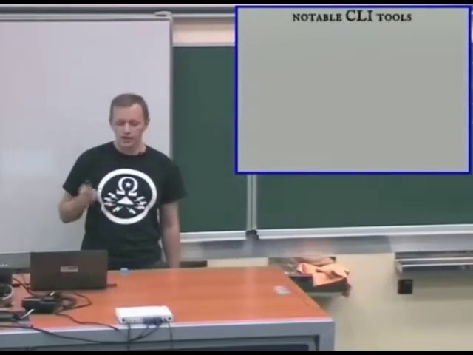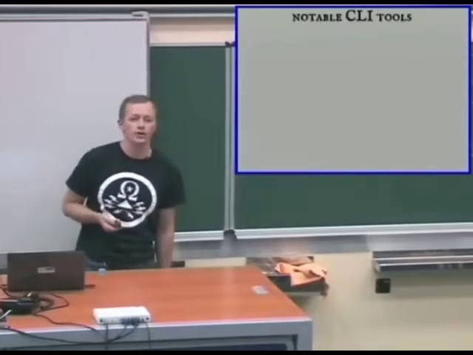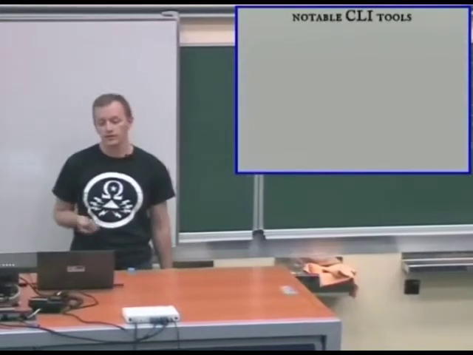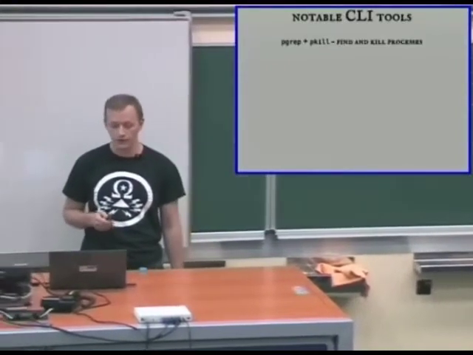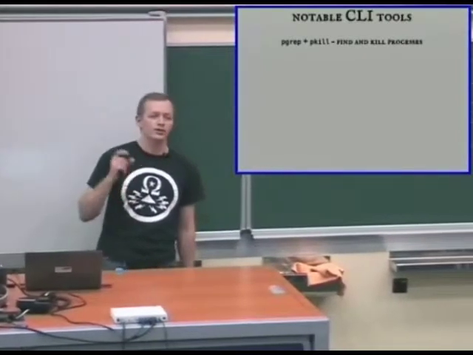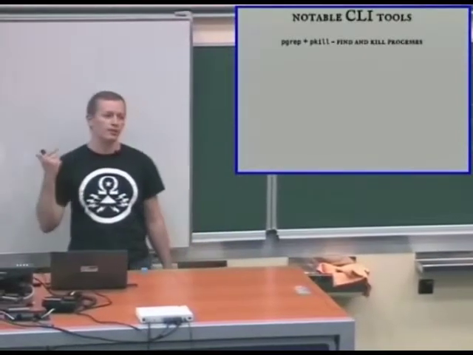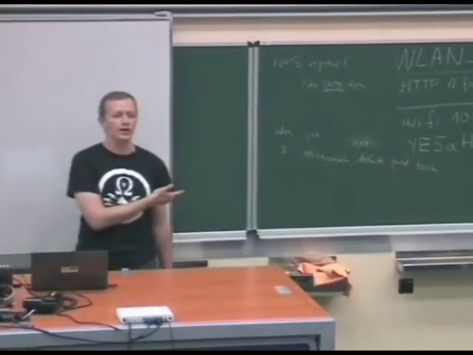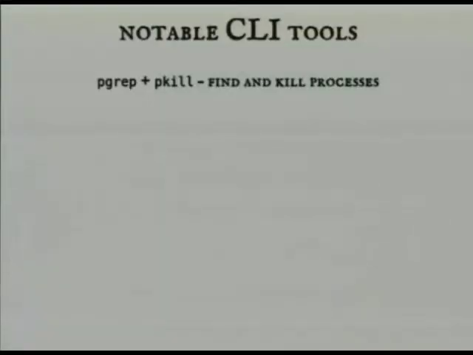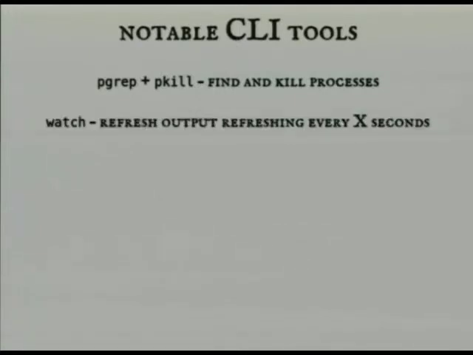So just a quick list of other notable CLI, command line interface, tools that I use very often. pgrep and pkill let you grab and kill processes by name or by their PID. So if you want to quickly kill all the orphaned processes because you had, I don't know, 20 Firefox instances to kill because they got orphaned, this is a very simple way to do this.